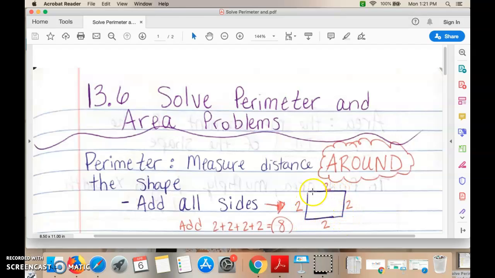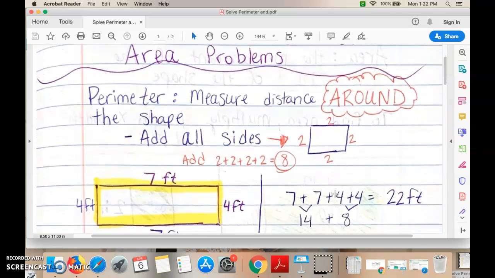Squares have all the same side lengths. So if this top side is 2, then this one would be 2, 2, and 2. So I'm going to add 2 plus 2 plus 2 plus 2, or I could do 2 times 4 because I have 2, 4 times. Either way, it's going to be 8. So perimeter, we're going around the outside and we're adding them together.